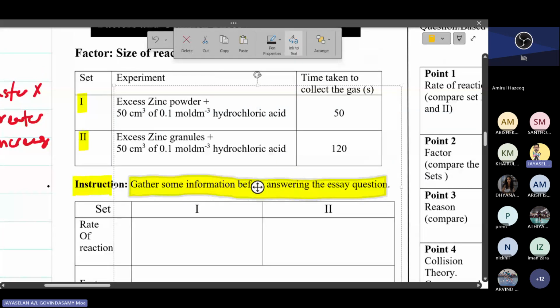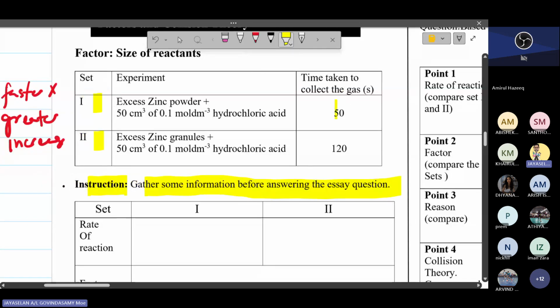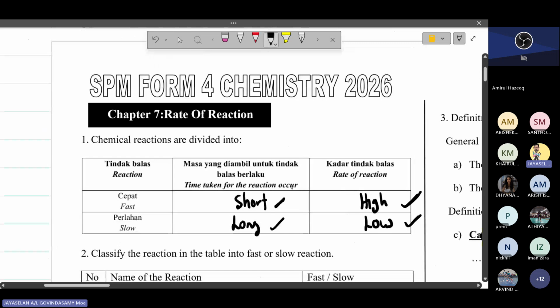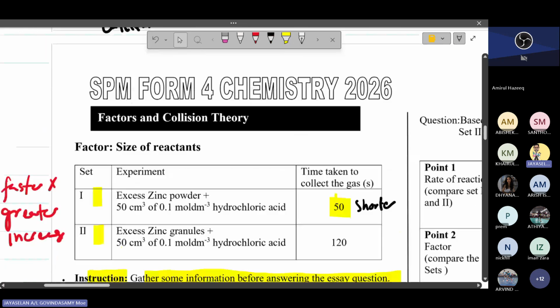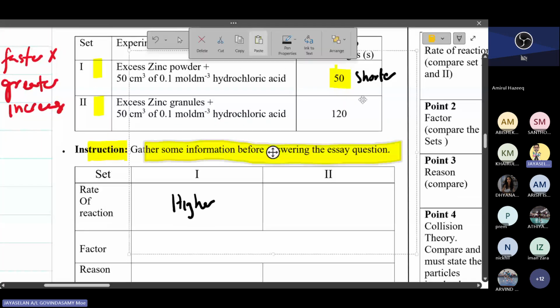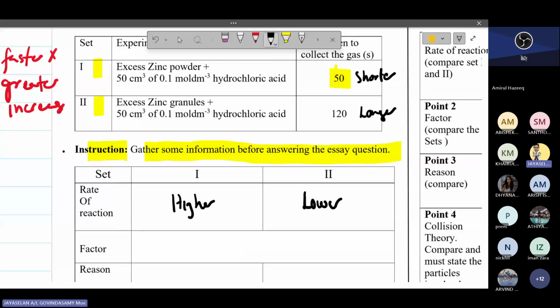Then you go and see set 1, the time taken. Time taken is shorter. When time taken is shorter, you go to the first page. Time taken shorter, rate of reaction higher. So you go and get your point here. Set 1, the rate of reaction higher. Don't write greater. That means for set 2, the time taken is longer. So here the rate of reaction is lower. Don't write slowest. Some write faster, slower.